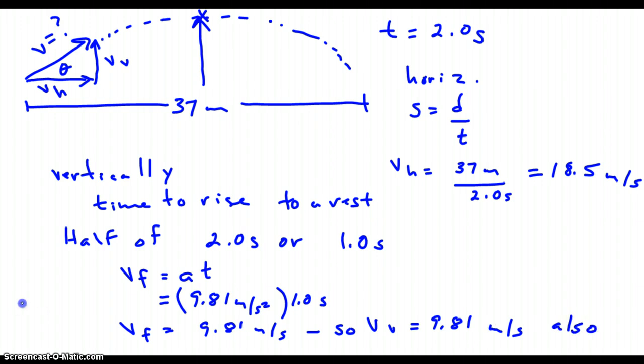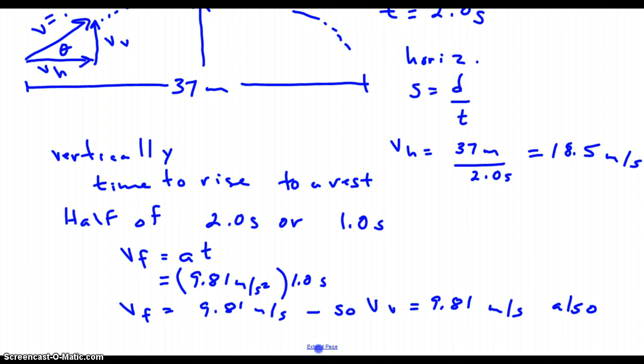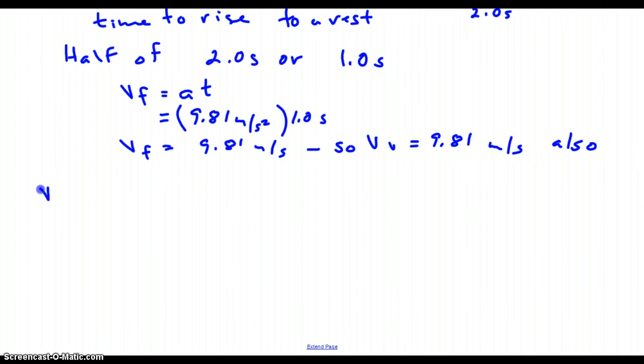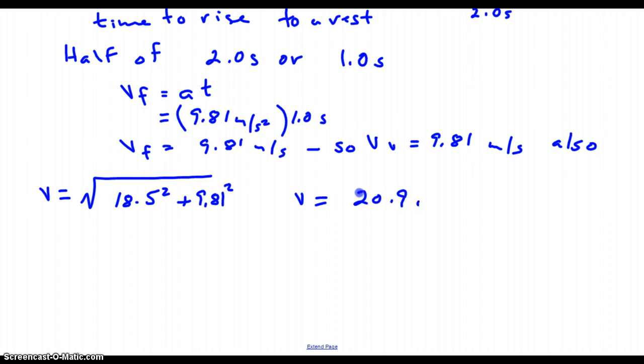Now, to find the launch speed of the football, we know a horizontal component, 18.5. We know the vertical component is 9.81. So the launch velocity is the vector sum of these two velocities. Use the Pythagorean theorem. V is equal to the square root of the horizontal speed, which was 18.5, squared, plus the vertical speed, 9.81, squared. So the launch velocity of the football turns out to be 20.9 meters per second.